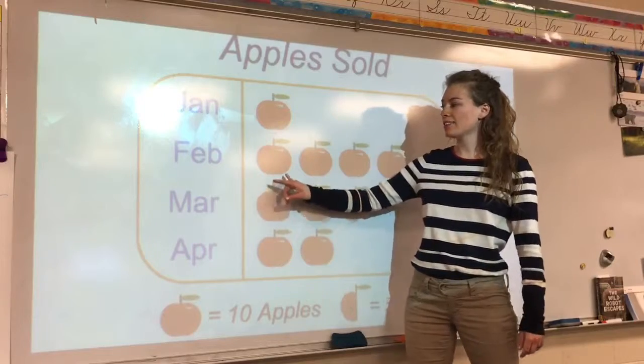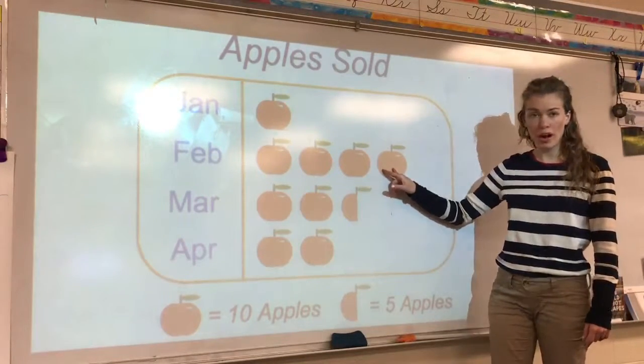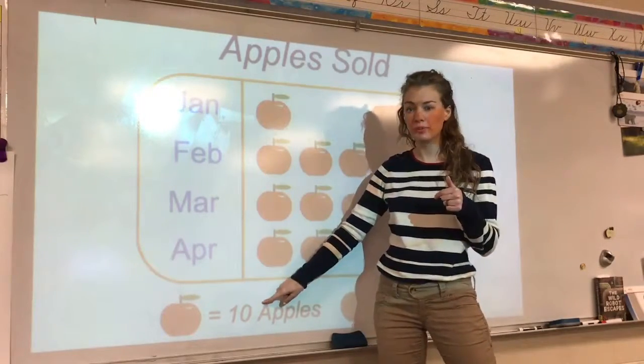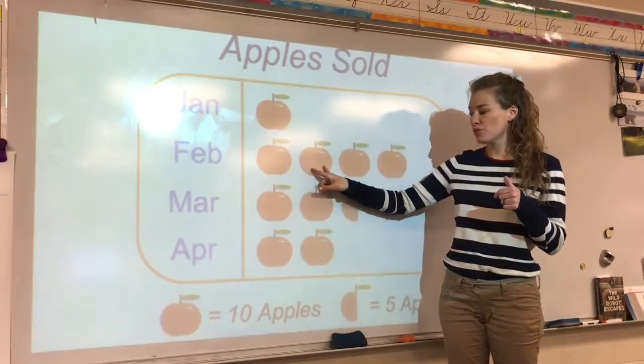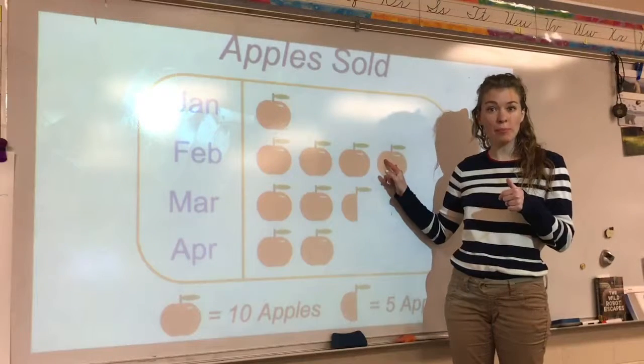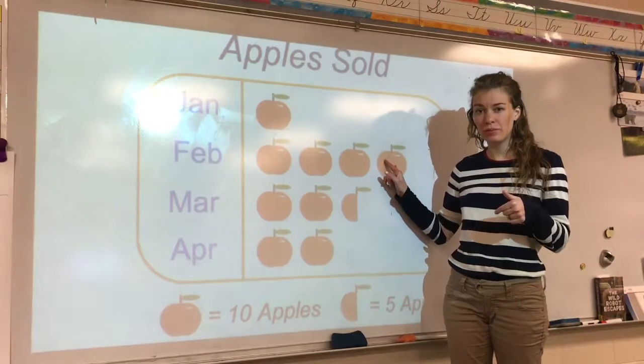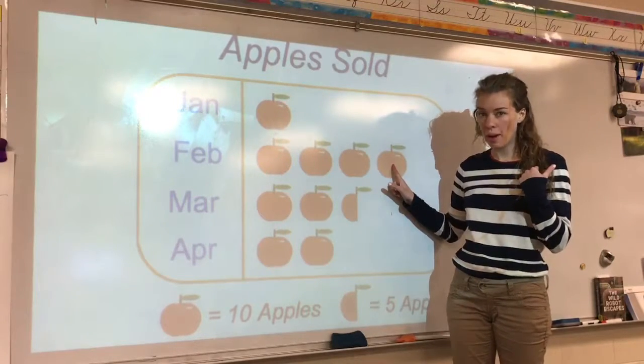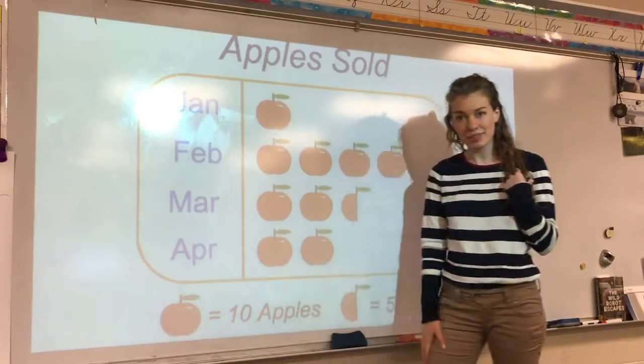In February, I see 1, 2, 3, 4 apples sold. But I know my key tells me that one apple equals 10 apples. So 10, 20, 30, 40 apples were sold. Or I can do some simple multiplication. 1, 2, 3, 4. 4 apples times 10 equals 40.